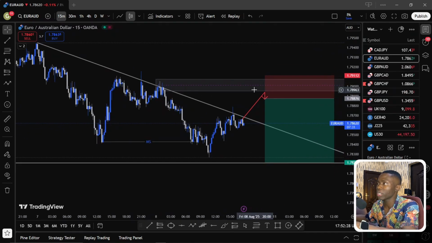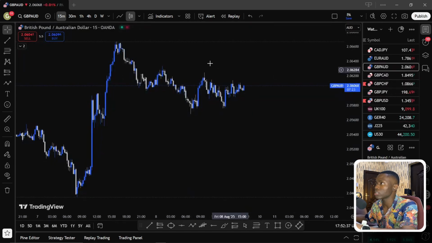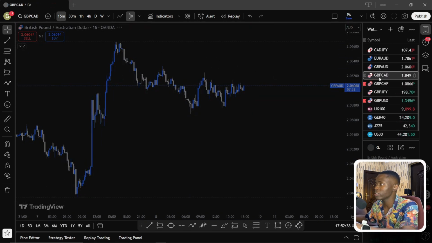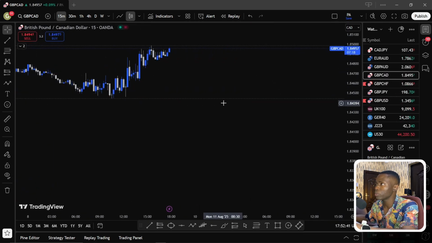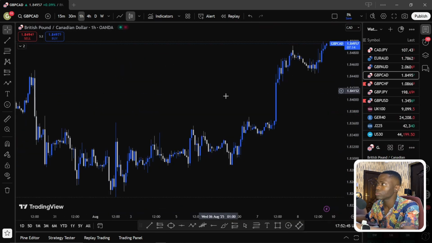We'll wait for the market to break out of here. Once it breaks here and sweeps all the liquidity that it created around this top here, we'll basically get in immediately. Now let's take a look at another market. So this is a similar market. Let me just look at a different market with the same approach. Now back to the 1 hour time frame.